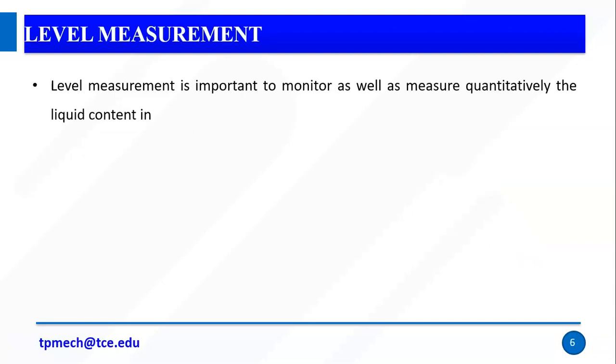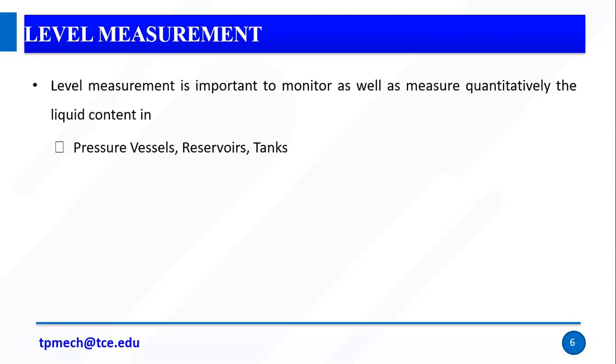Level measurement is important to monitor as well as measure quantitatively the liquid content in pressure vessels, reservoirs, and tanks. Even in our home applications, we have a water tank, so we need to measure the level. For example, if the level drops to a particular level, we need to switch on our motor. In an apartment, we need to ensure the water level. If the water level suddenly goes very low, they will switch on the motor and increase the water level again. It is very important in our mechanical applications.